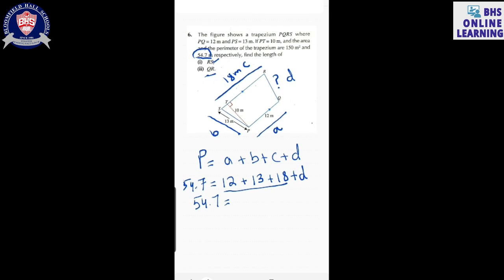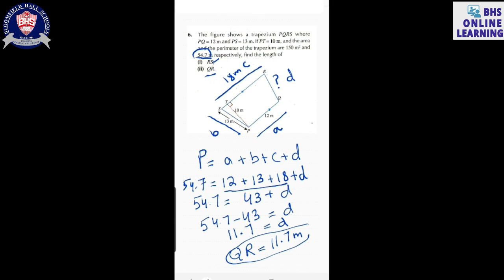54.7 is equal to adding all these values. When I add all these values, it is 43. So now take 43 on the other side of the equality. When I shift 43 to the other side of the equality, it will be subtracted from 54.7. So it becomes 11.7. So D, the missing line, which is the QR line, is 11.7 meter. So this is the way to calculate QR in this diagram.